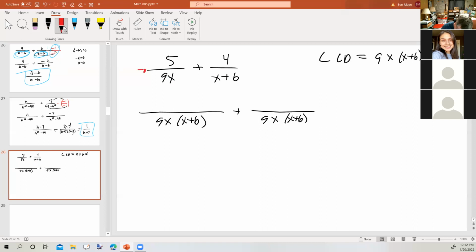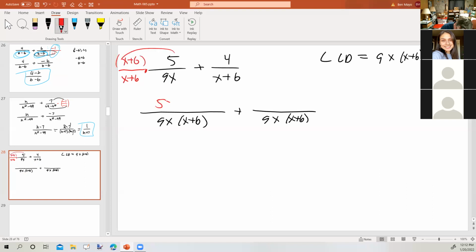What do I need here in the denominator? Below the red line. x plus 6, right? Because then it looks like the one down here. So I need what? x plus 6 on top. And I've got what? 5x plus 30. Okay. What do I need down here? A 9x. So I've got 36x.